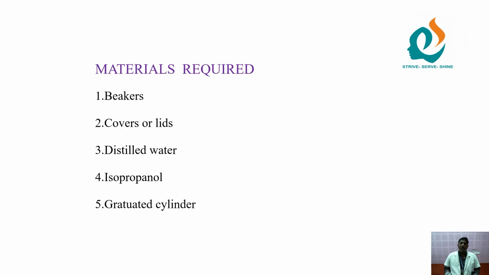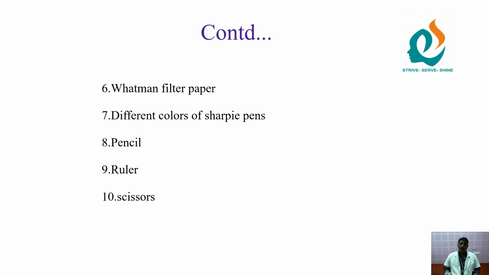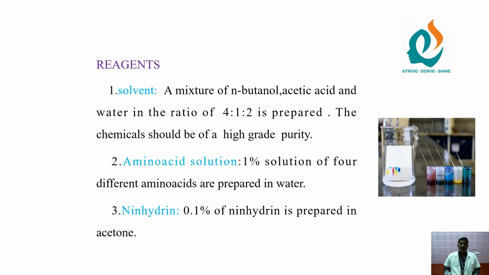The materials required for paper chromatography are beaker, cover or lid, distilled water, isopropanol, graduated cylinder, Whatman filter paper. Mostly Whatman filter paper number 4 is to be used. Next, different colors of Sharpie pens, pencil, ruler, scissors.